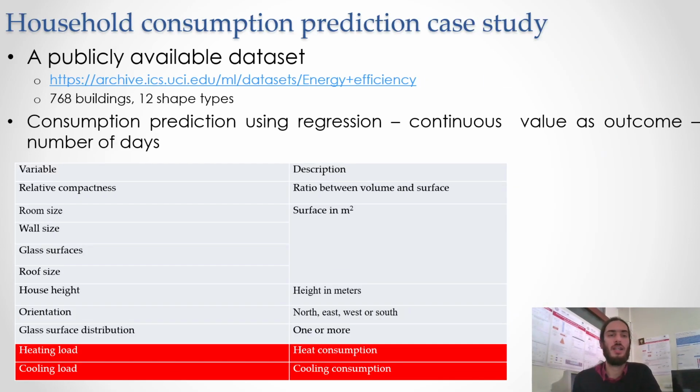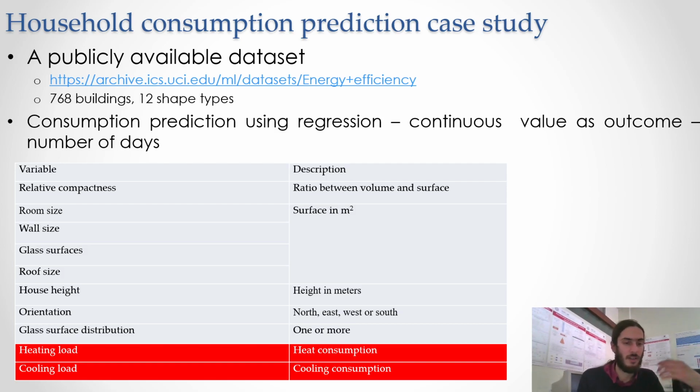characteristic differential equation maximum real part of the root, and if it's positive then we'll have unstable state, otherwise it's stable. On the other side, we have household consumption prediction case study, publicly available dataset for 768 buildings, 12 different types of shapes. We have consumption prediction using regression for continuous based value outcomes. And here are the prediction factors that are relevant to the household, like relative compactness, which is ratio between volume and surface, room size, wall size, glass surfaces, roof size.